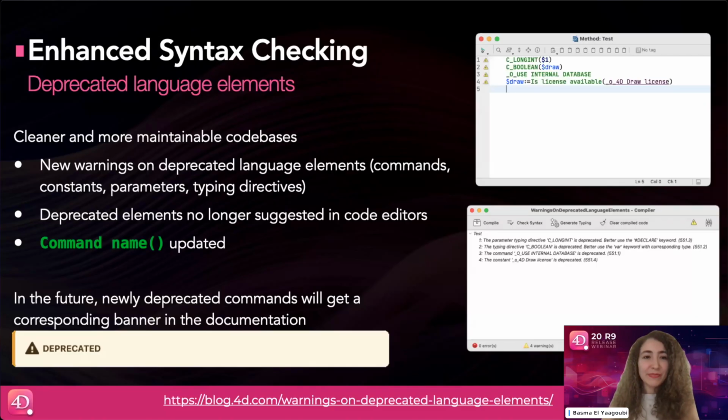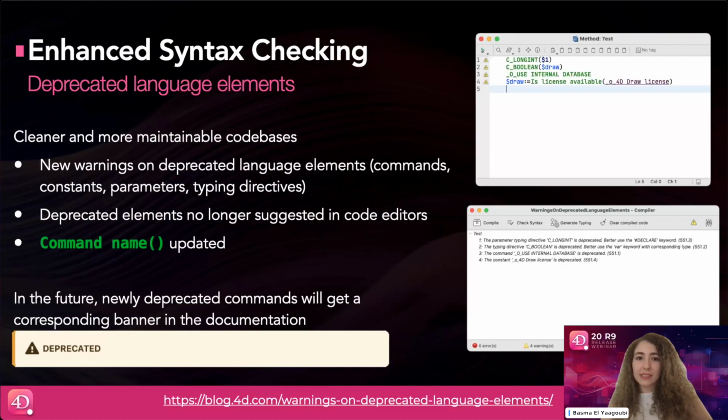Hi, everyone. With 4D 20R9, we're not just updating, we're evolving how you write and manage code. Now, let's talk deprecation warnings. For the first time, 4D actively flags deprecated language elements, commands, constants, and more the moment you use them. Like literally, there is no more wondering if you're building on outdated ground. Now, sure, you can still type them manually, but code completion won't offer them, not in 4D's editor and not in Visual Studio Code.